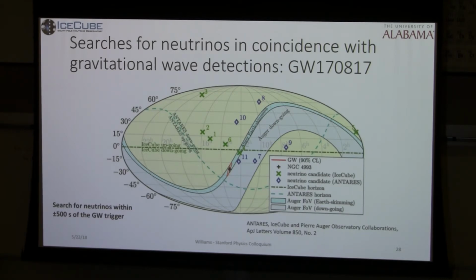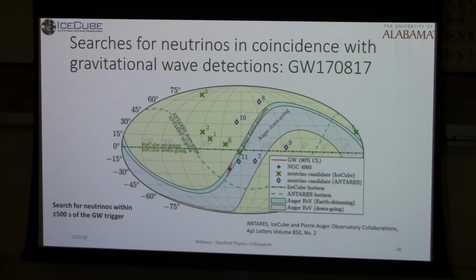We do see hundreds of atmospheric neutrinos per day. So that's what we see here, these crosses, the X's right here. But none of them were associated in space with this object. They were just scattered around the sky. And ANTARES also had some events, but did not see any that were at the same point.